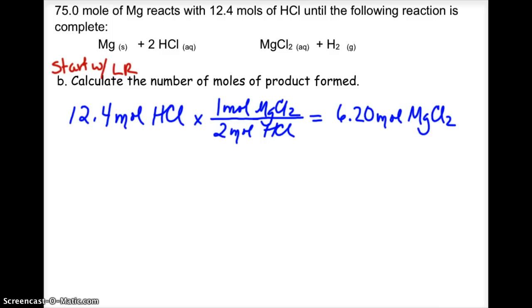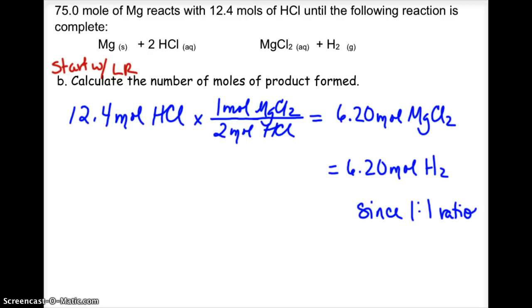There's an arrow here, and there's two products. Not only is there magnesium chloride, there's also H2. And if you notice, the ratio for both of those is 1 to 1. Therefore, you can say that 6.2 moles of H2 are also formed, since it is a 1 to 1 ratio.